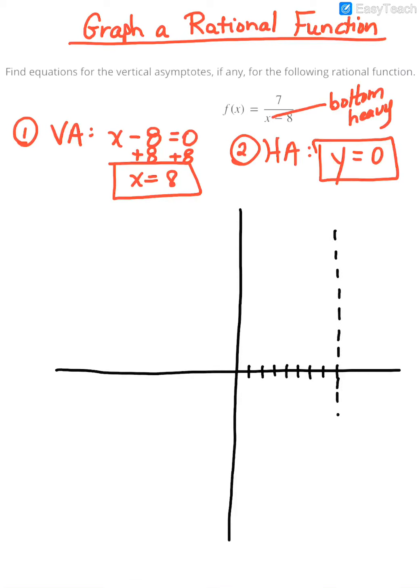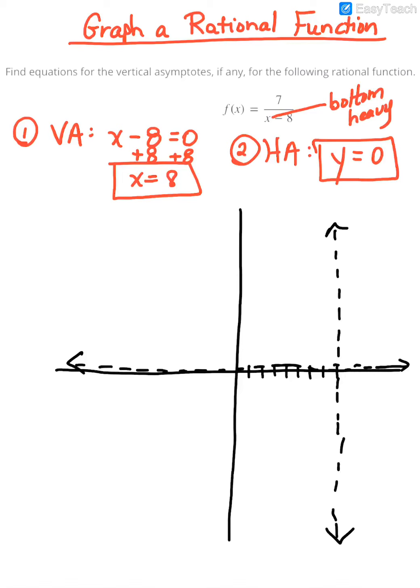So now, when it comes to the graph, we will first show our asymptotes as dotted lines. So x equals 8, there's my vertical asymptote, and then y equals 0, my horizontal asymptote. And then we'll find a few points so that we can figure out exactly what the graph is doing.